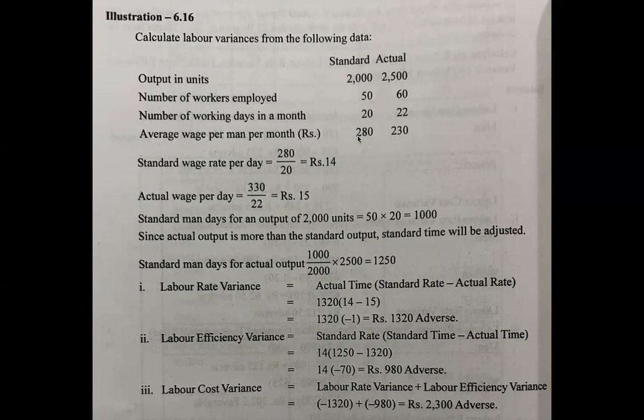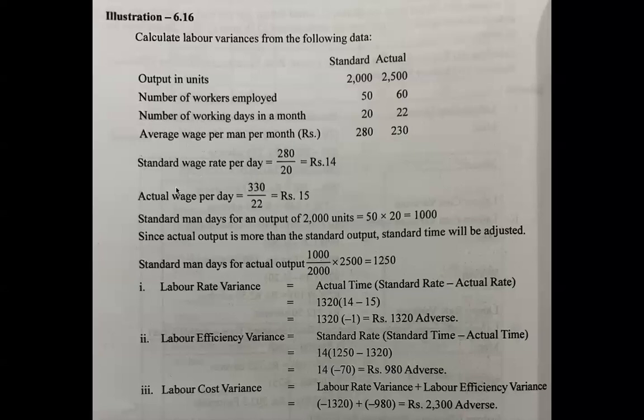Now, this is the total wage per month, and if you want to calculate per day, 280,000 by 20 days gives you the wage rate of 14,000 per day. You can just avoid the zeros so you don't get into too much confusion: 280 by 20 is 14.